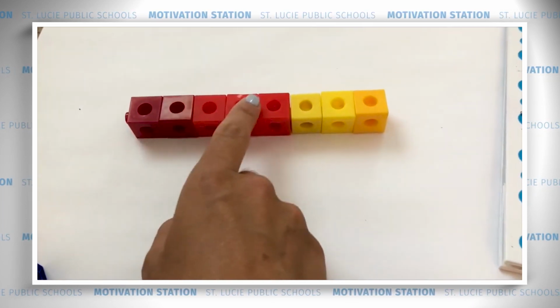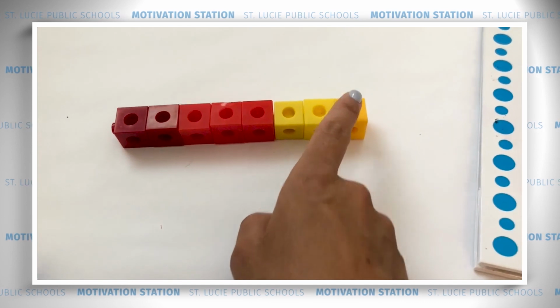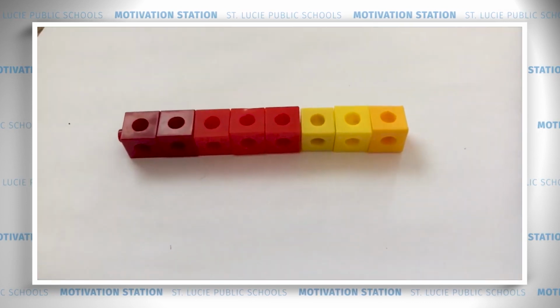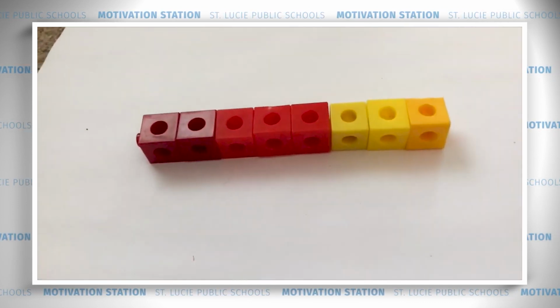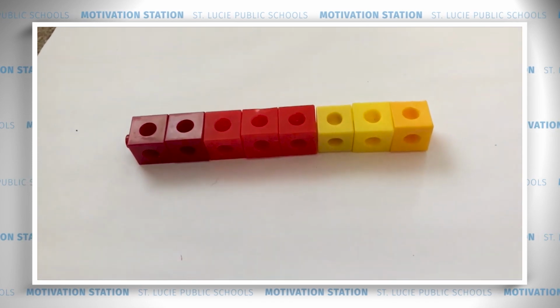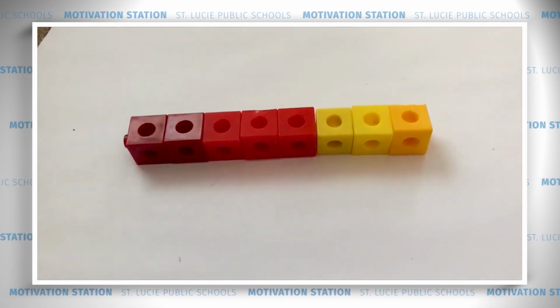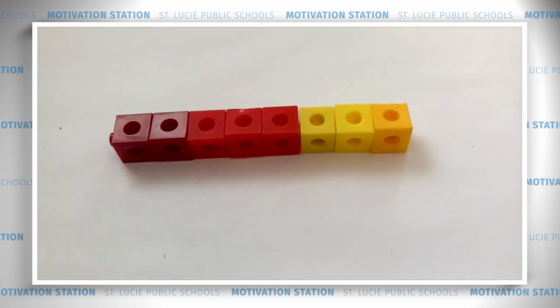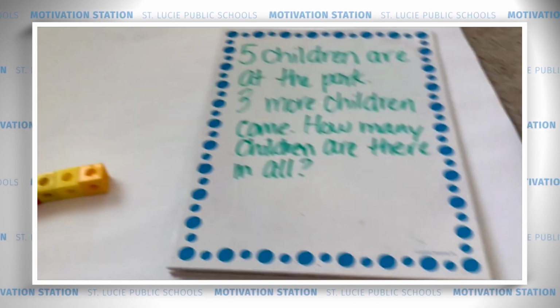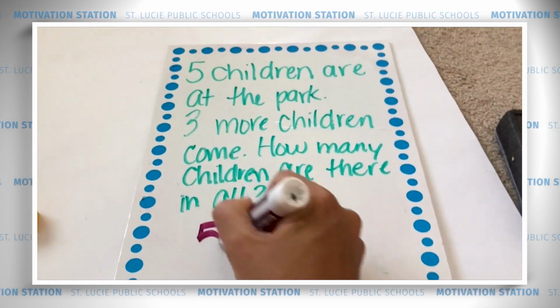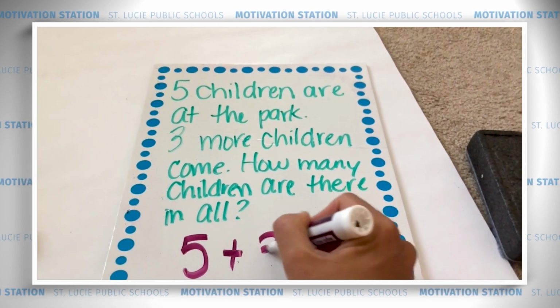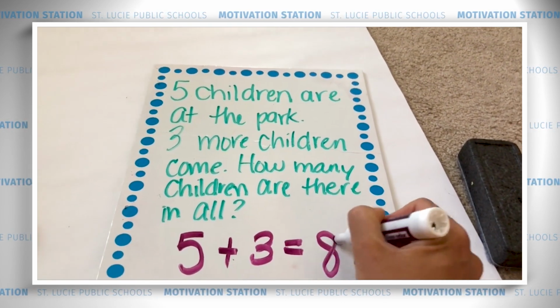1, 2, 3, 4, 5, 6, 7, 8. So we have 8 cubes now all together after we put the 2 cube trains together. How many children are at the park in all? 8. Yes, you're right. So now let's write that equation. We have 5 plus 3 equals 8.